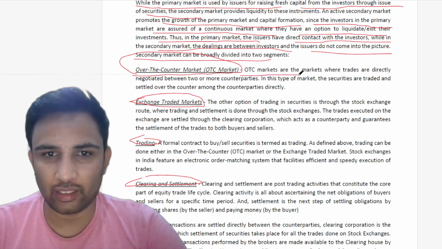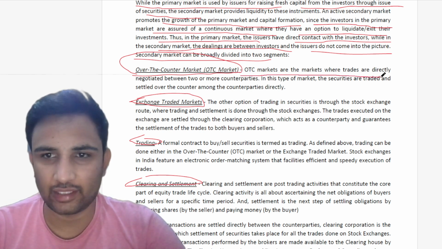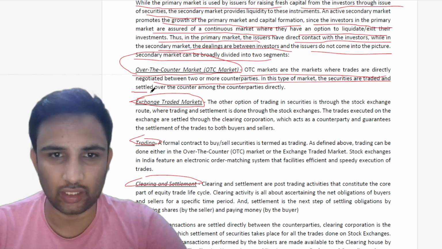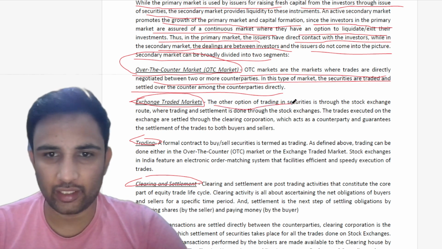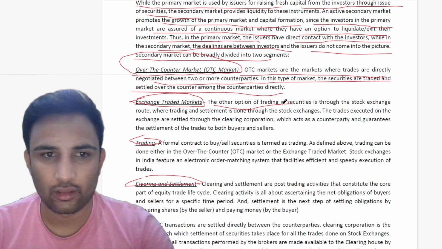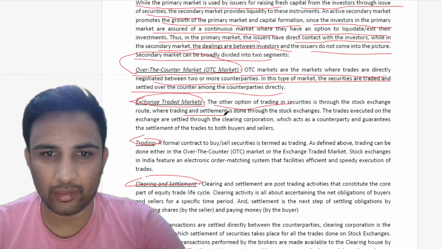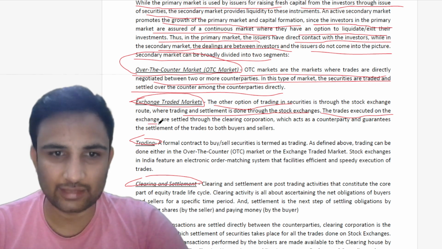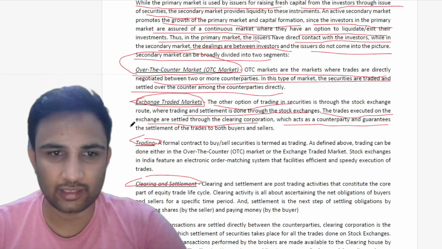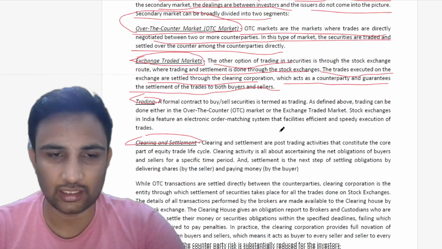So OTC markets are the markets where trades are directly negotiated between two or more counterparties. In this type of market, the securities are traded and settled over the counter among the counterparties directly. The other option of trading in securities is through the stock exchange route, where trading and settlement is done through the stock exchanges. The trades executed on the exchange are settled through the clearing corporation, which acts as a counterparty and guarantees the settlement of the trades to both buyers and sellers.